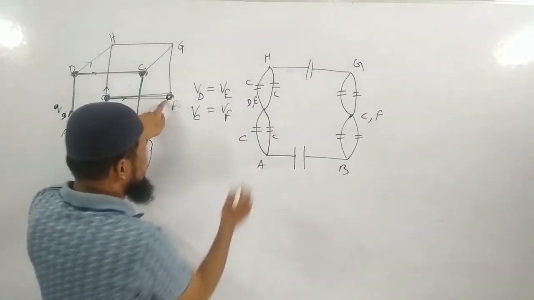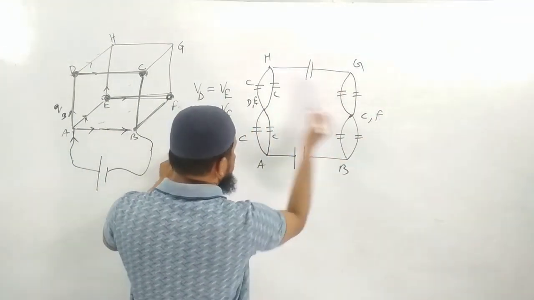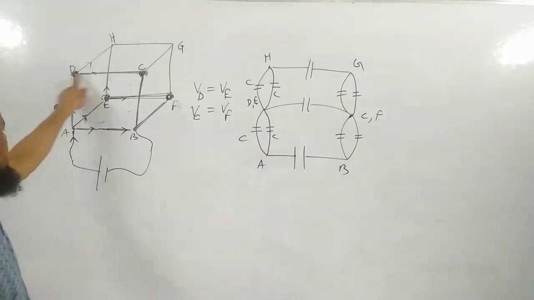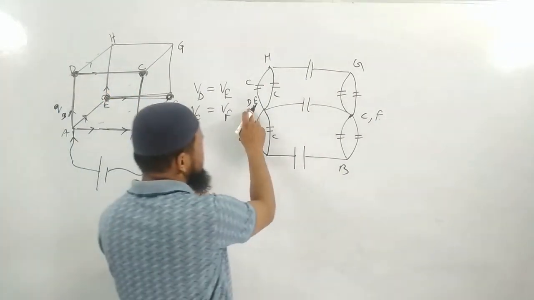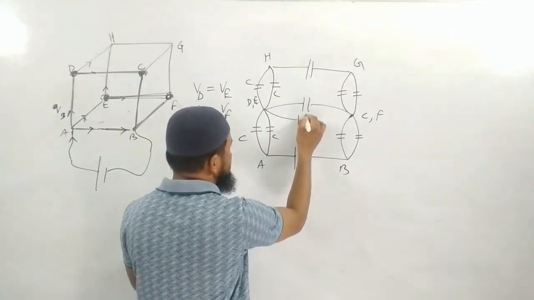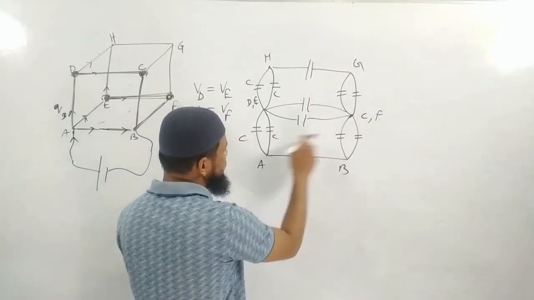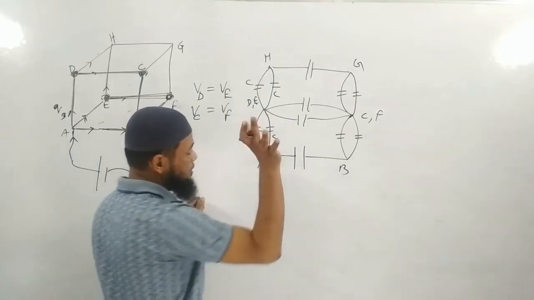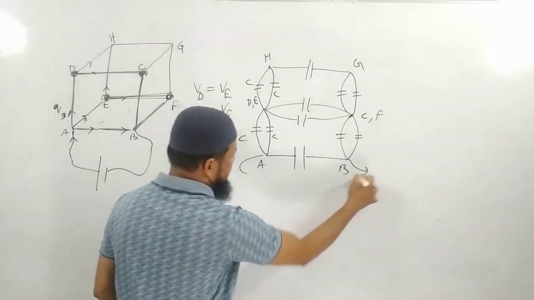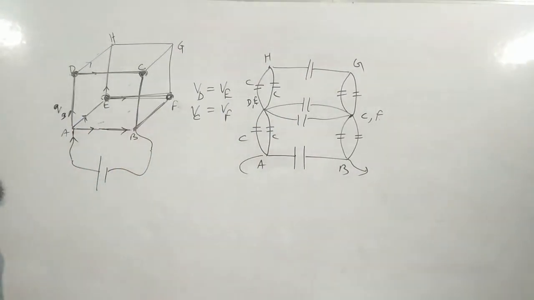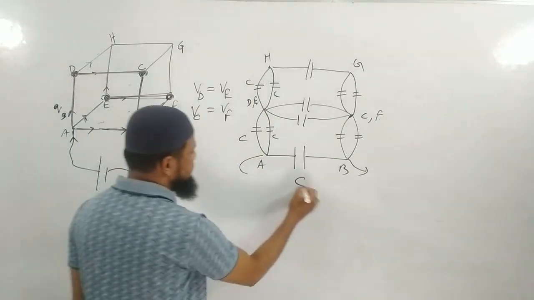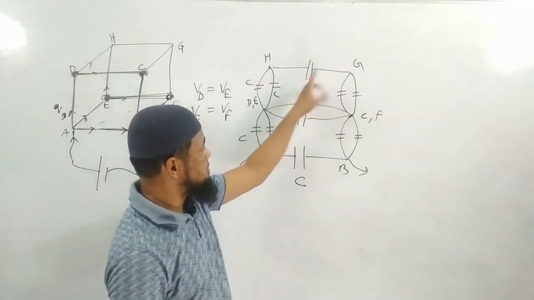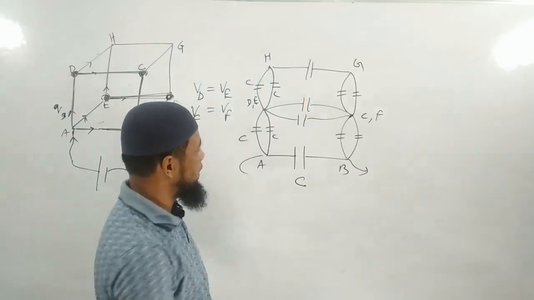Between E and F, where is E? E is here. Where is F? F is there. Between E and F, there is a capacitor. Again, between D and C, there is a capacitor. D is here, C is here. Capacitors, how many come? 1, 2, 3, 4, 5, 6, 7, 8, 9, 10, 11, 12. Total 12 capacitors. So this is the final circuit. So now you know how to find the equivalent capacitance: parallel, parallel, series, parallel.